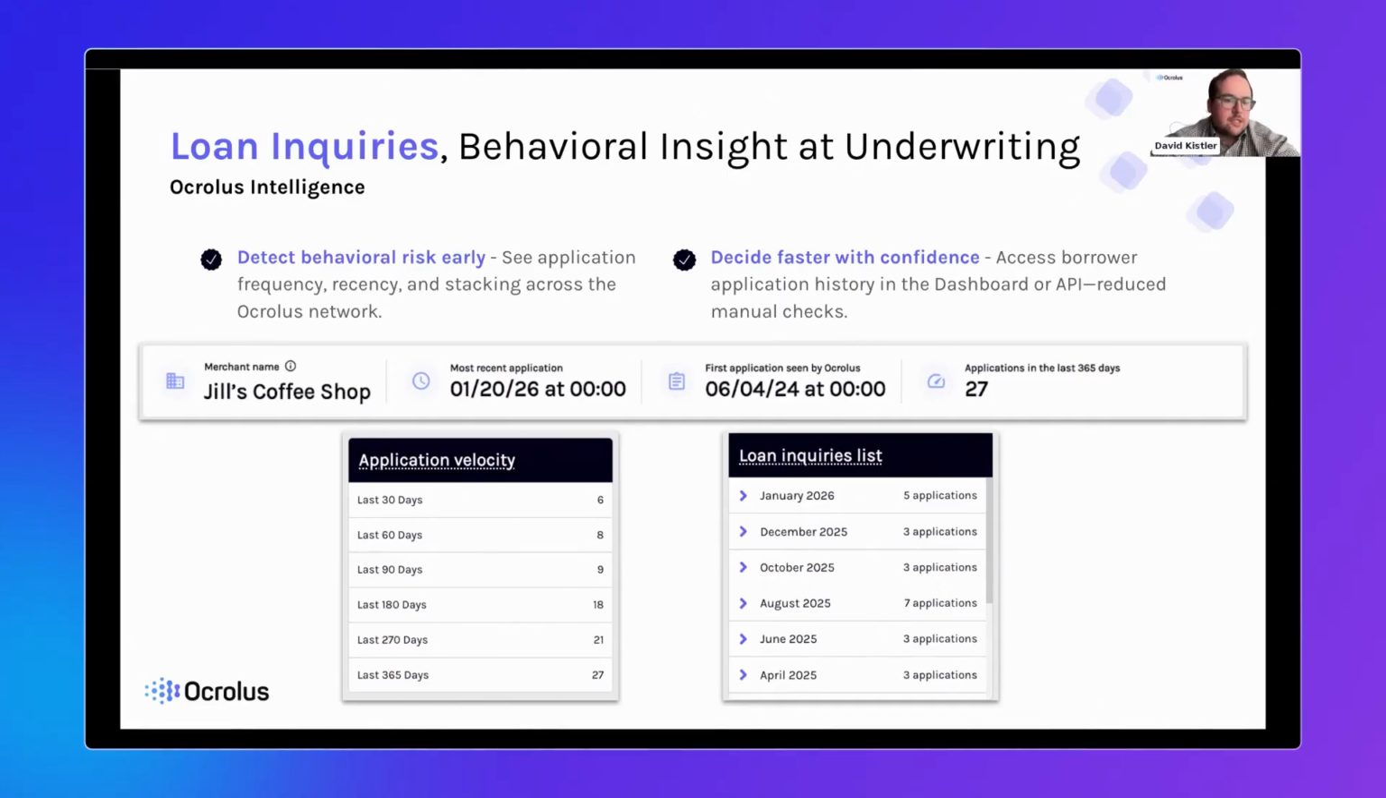Awesome. Thanks so much. Pat, I want to pull you back in because loan inquiries is just one side of the coin today. When we think about Ocrolus Intelligence, the other side is benchmarking our capabilities there. What are we seeing in the data and industry performance related to benchmarking?